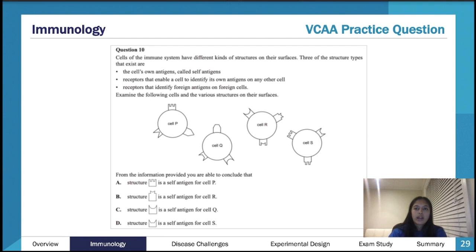Okay, I'm going to probably race through this question. So cells of the immune system have different kinds of structures on the surfaces. So you've got self antigens, receptors for self antigens, and then receptors for foreign antigens. So hopefully that makes sense. So you can see that they've all got three things. So you've got a self antigen, a receptor for self antigens and a receptor for foreign antigens. So from the information, what are we able to conclude?